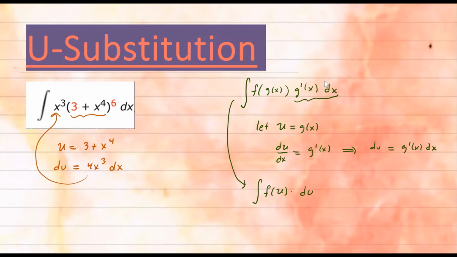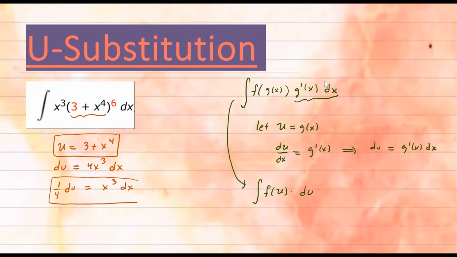So I need to modify this. What I'm going to do is divide both sides by 4. So I have 1/4 du. So keep it consistent, right? I'm going to put 1/4 du is equal to x cubed dx. So now in our integral, u is going to be replaced with 3 plus x to the 4th, and 1/4 du is going to be replaced with x cubed dx.